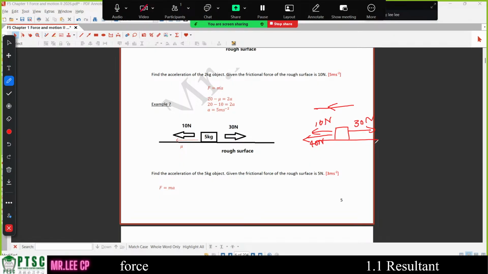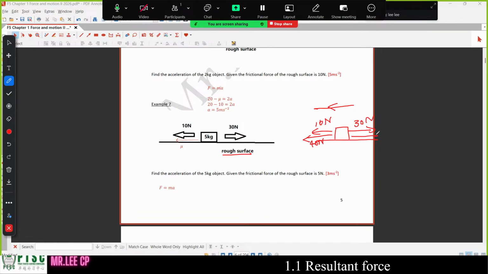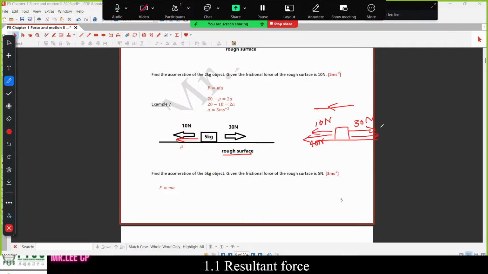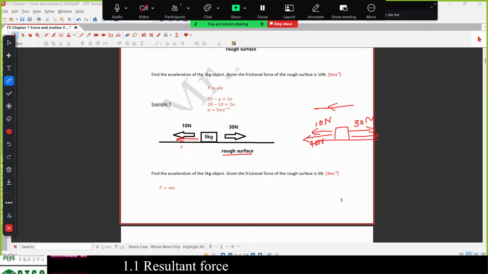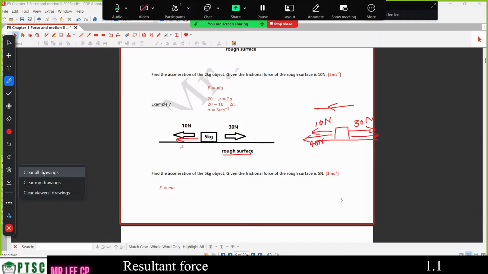Now, there is a frictional force on the table because it is a rough surface. So how much is the frictional force? 5 Newton, but it is in this direction. Just now, Cikgu, you said it comes in this direction. Yes, but if there is more force going to the left, the frictional force goes against it. The frictional force is always against your movement. Make sure you know, it can change direction.